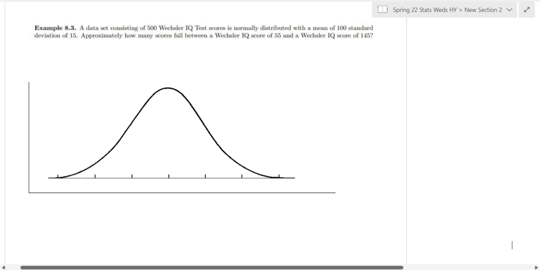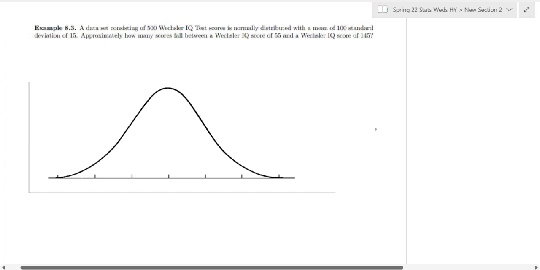All right, so a data set consisting of 500 Wechsler IQ test scores, which is the main one that they give. It's normally distributed. So IQ is actually known to be normally distributed, with a mean of 100 and standard deviation of 15. So it's an easy test question. We do IQ and M&Ms, normally distributed. A lot of those. Okay, so you'll see that a lot. Approximately how many scores fall between a Wechsler IQ score of 55 and 145 if there's 500 people that took the test? Okay, so we can draw that out.